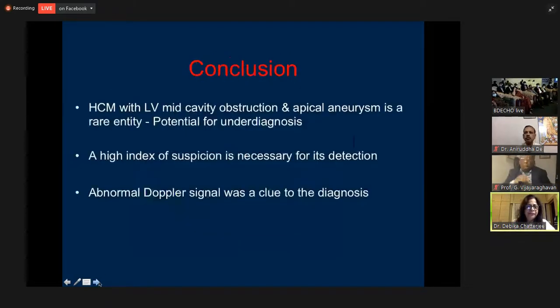So to conclude, I would say this type of patient of hypertrophic cardiomyopathy with left ventricular mid-cavity obstruction and apical aneurysm is really a very rare entity and has a potential for underdiagnosis and underdetection. So we need to have a high index of suspicion. Whenever we get a case of obstruction, we must look for the apical aneurysm, though it is not post-MI, because of the aneurysm, there is a chance of various types of complications, including thromboembolism and VT. So we should have a very high index of suspicion, and we can always take the help of the abnormal Doppler signal from the CW Doppler.